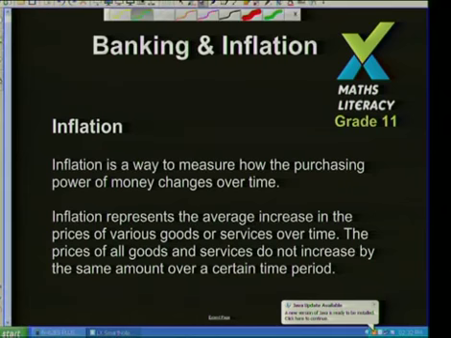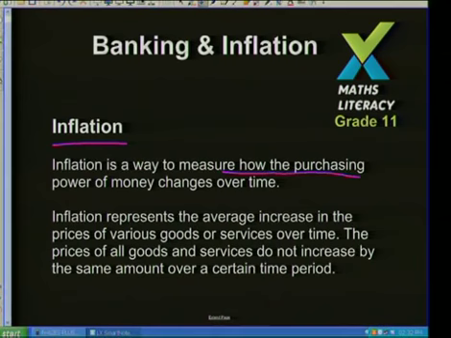Right, let's move on to some inflation and learn about inflation. So we have inflation. It is a way to measure how the purchasing power of money changes over time. What do we mean? How much do things cost you? So how much money do you need to do your weekly shop and to fill up your car with petrol and possibly go to the doctor and all the rest of that?